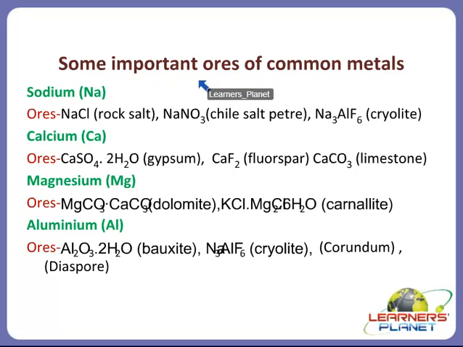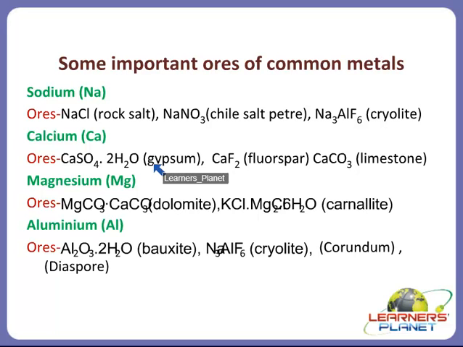Some important ores of common metals, like sodium. The ore of sodium is rock salt, that is NaCl. NaNO3, sodium nitrate, is also called Chile saltpeter. Okay. Na3AlF6 is cryolite. Similarly, the ores of calcium: children, gypsum, CaSO4 with 2 water molecules.